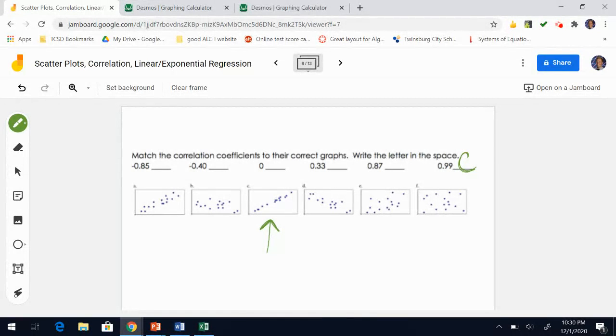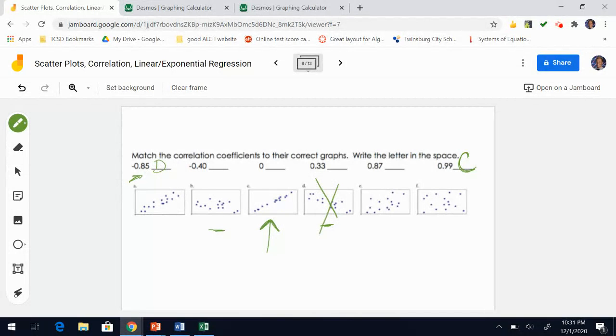All right. If I look at A, that's trending upward too. If I look at B, that's kind of trending negative but pretty weakly. How do you want to attack this? Let's just start, I guess, with this negative 0.85. So that's a pretty strong negative correlation. So which one looks the strongest? B looks pretty negative. D looks pretty negative. So what looks stronger between B and D? I'm going to go with D for this one.